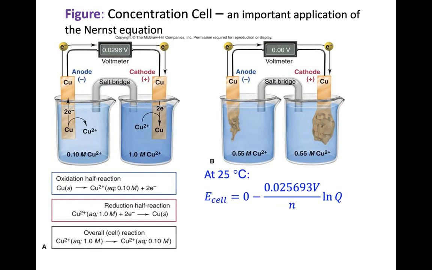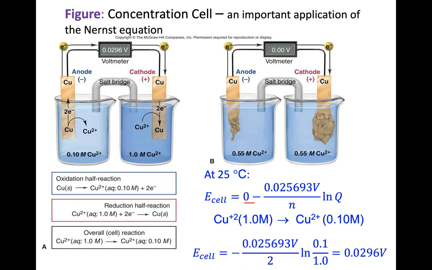So how can we use this Nernst equation? Well, we can simplify, first of all, our basic equation at 25 degrees, because our standard cell potential will always be zero, right? Because the same thing's being oxidized as is being reduced. And in this case, I'm just going to make this bigger. We've got copper ions at 1 molar going to copper ions at 0.1 molar as our overall reaction. So the value for Q is 0.1 over 1, substituting in for the 2 electrons being transferred. We get a cell potential of 0.0296 volts, exactly what's measured here on our little voltmeter. So this is just to illustrate how we can use that Nernst equation with a concentration cell.